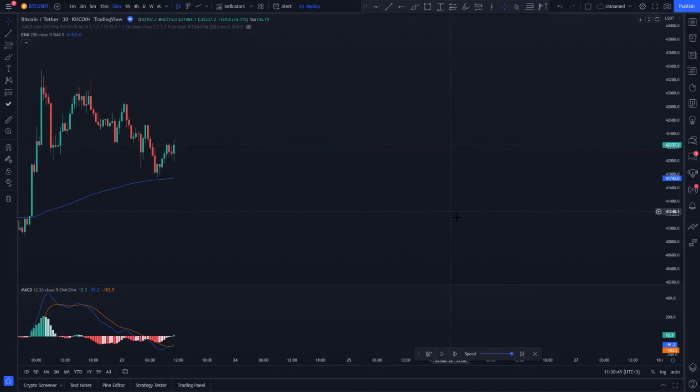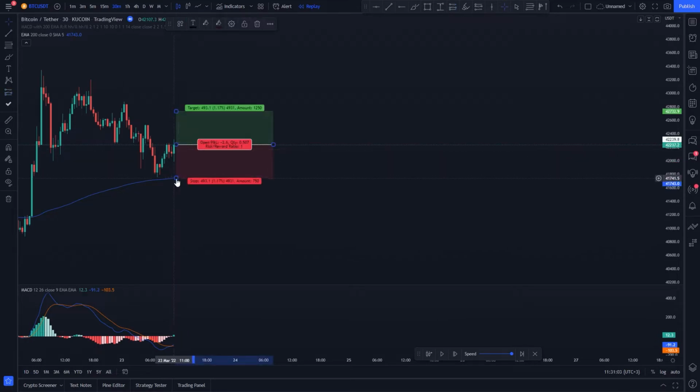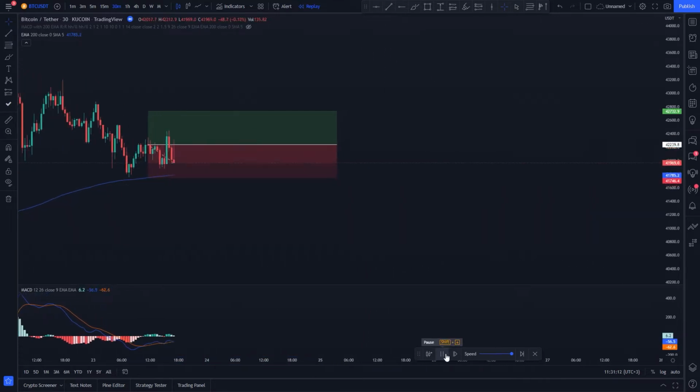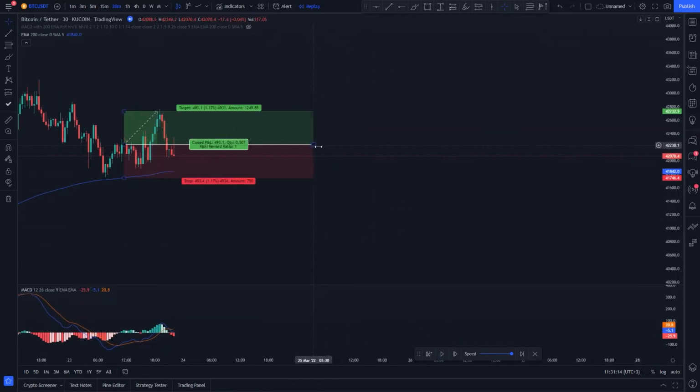For a long signal to be valid, the price must be above the 200 EMA, with a new green histogram appearing on our MACD, if the signal line is below the zero level. Now we can go ahead and take a long position. Our stop loss must be under the recent lower low, and the risk to reward ratio will be 1. And let's see what happened to our trade. As we can see, it hit the target.